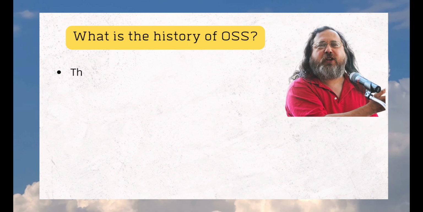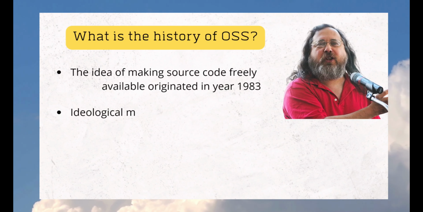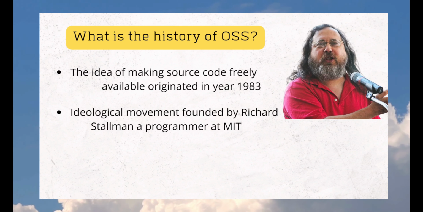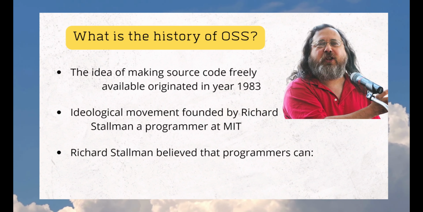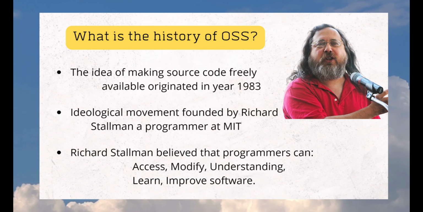The idea of making open source code freely available originated in 1983 with the ideological movement founded by Richard Stallman, who was a programmer at MIT. Richard believed that software should be accessible to programmers so they could modify it as they wish, with the goal of understanding it, learning about it, and improving it.